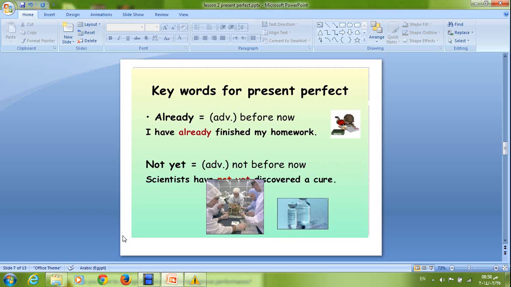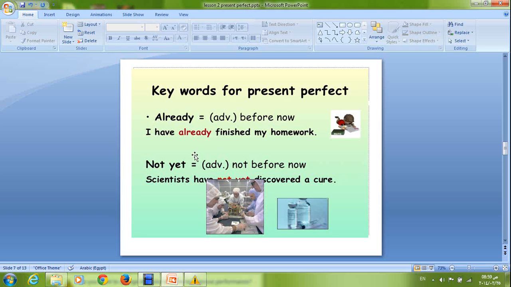What are the key words of the present perfect? We said in the past simple, you have yesterday, ago, in 1997, last week, last month. What about present perfect? The most popular keywords for the present perfect are already, and take care, we put already after has and have. I have already finished my homework. She has already cleaned the house. We have already finished our meal or our breakfast. So take care that already comes before the verb and after have or has.